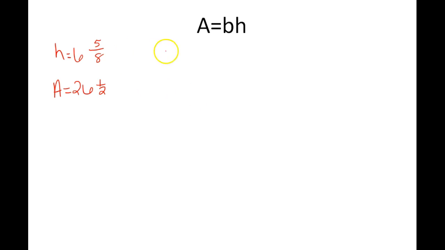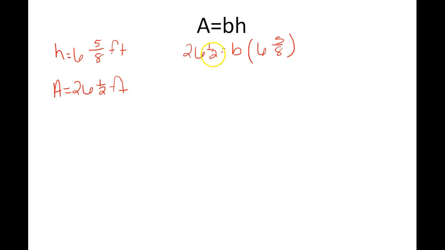All right, on this problem, I want you to find the base of a parallelogram with the area 26 and a half feet and the height 6 and 5/8 feet. All right, we're going to plug it into this formula. We have 26 and a half, that's your area, equals base, that's what we're trying to find, and the height is 6 and 5/8.